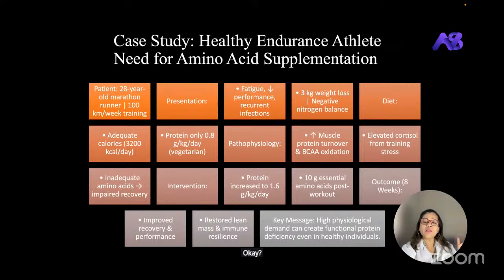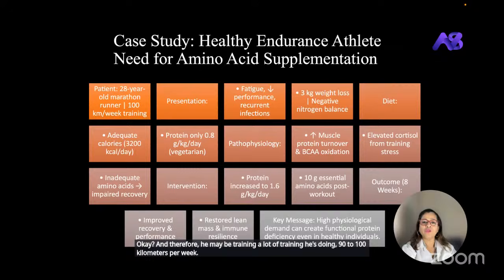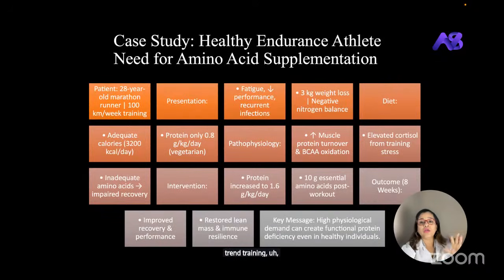If you look at his serum levels, his albumin is not anything great, ferritin is not anything great, it is low. He may be doing a lot of training, 90 to 100 kilometers per week, strength training, eating well, calories also, but look at his proteins, 0.8 grams. How will it sustain him? How will it make him have good muscles? How will it stimulate protein synthesis?